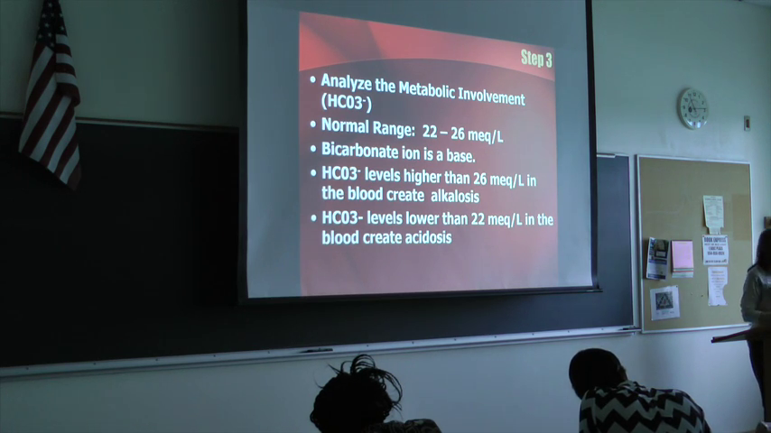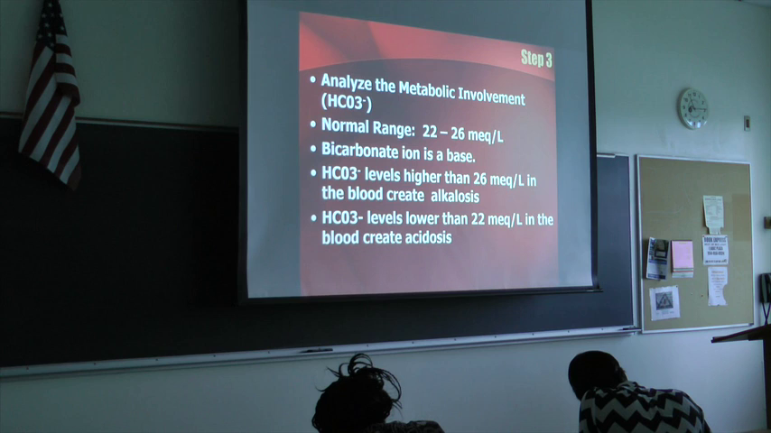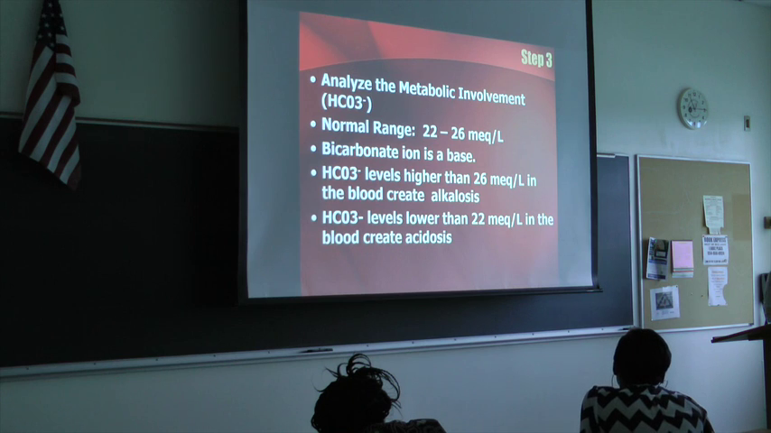All right, step 3, then you're going to analyze the metabolic involvement, and that's when you're looking at the bicarbonate level. A normal range is between 22 and 26 milliequivalents per liter. The bicarbonate ion is like a base. So bicarbonate levels higher than 26 milliequivalents per liter in the blood create alkalosis. High bicarbonate, alkalosis. Bicarbonate levels lower than 22 milliequivalents per liter in the blood create acidosis. Got that?